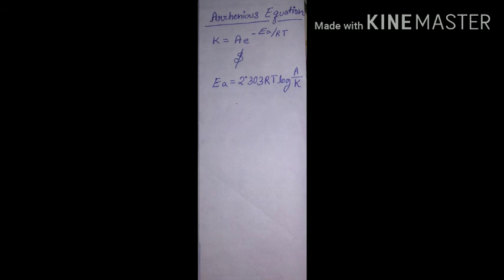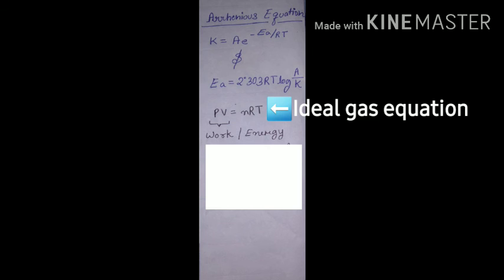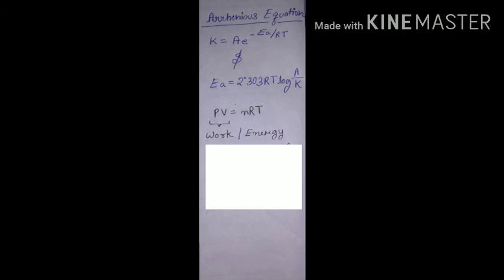Now let us move on to the Arrhenius equations. Here I have provided two expressions which we have to learn. But it will be easier for us to memorize the latter expression, that is Ea is 2.303 RT log A by K. Let me show you how we can memorize this formula. From the ideal gas equation, we know that PV is equal to nRT. From our knowledge of thermodynamics from first year, we also know that PV is work and work is equivalent to energy. Here in chemical kinetics, we have energy is the energy of activation.